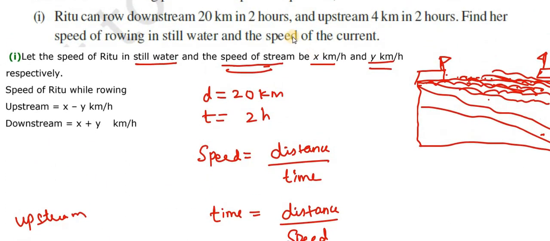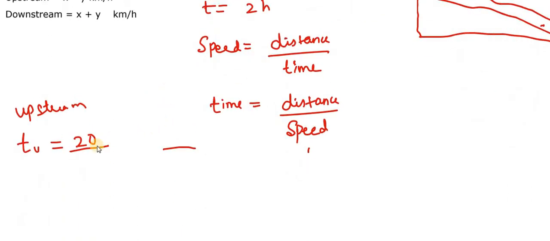So what is the time she has taken? She took 2 hours. So what is the distance she traveled? She traveled a distance of 4 kilometers in 2 hours while going in the upstream. So distance is 4 kilometers, sorry, not 20 kilometers, that is for downstream. Just a minute. So it is 4 kilometers.